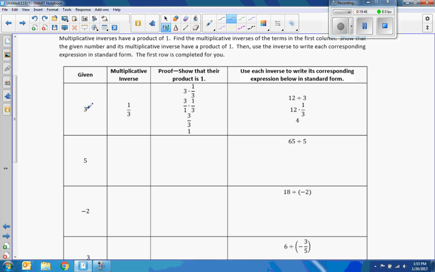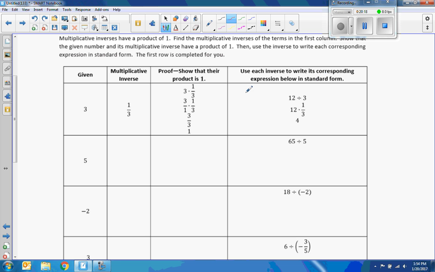Okay, so they gave us 3. The inverse is 1/3. The multiplicative inverse is 1/3. We have to be careful now. We can't just say the inverse. If it was the additive inverse, it would be negative 3. You have to be specific and say the multiplicative inverse is 1/3. Proof, show that their product is 1. 3 times 1/3 is the same as 3 over 1 times 1 over 3, which is 3 over 3, which equals 1. Use each inverse to write its corresponding expression below in standard form.